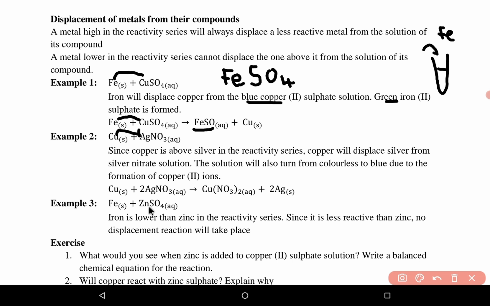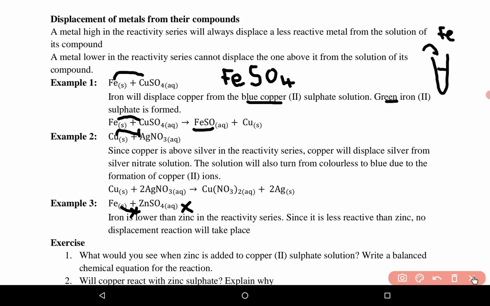Now in this reaction, you have iron and zinc sulfate. Zinc is more reactive than iron, so this reaction won't take place, because iron is not able to displace zinc. So always remember this: a higher metal in the reactivity series will always displace a less reactive metal. That is what we are saying here.